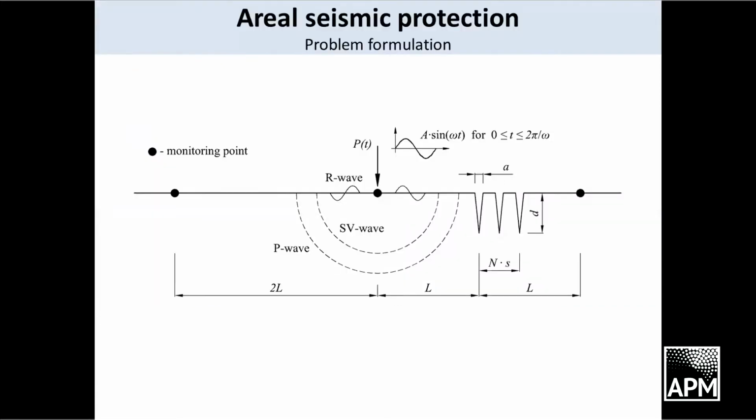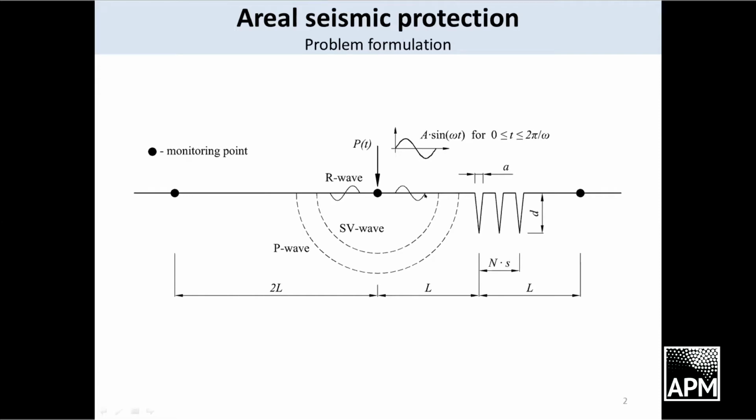The problem formulation is the following. We have cracks of a certain depth normal to the free surface of a homogeneous linearly elastic isotropic half plane. A harmonic concentrated load acting on the free surface of the half plane has such duration that it generates only one wave of each type. One longitudinal wave, one vertically polarized shear wave, and one Rayleigh wave.